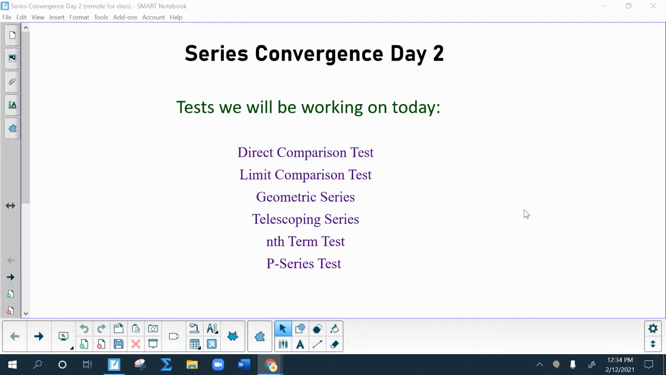The main focus of today's convergence tests will be on these that are here. So direct comparison and limit comparison, which are pretty much the same as what we did when we covered them in chapter 6 and 8. And then we're also going to continue to use the geometric series, telescoping series, the nth term test, and the p-series test. So I only have 6 practice problems for you today.